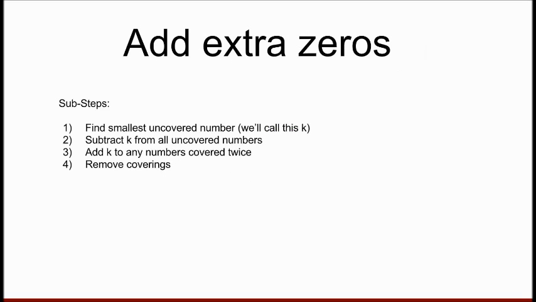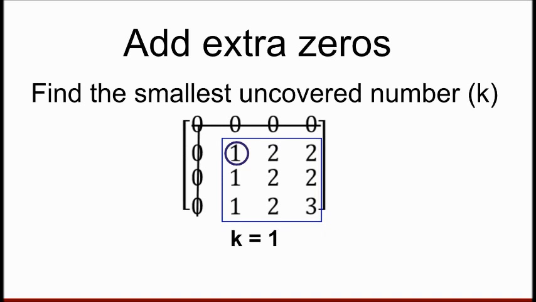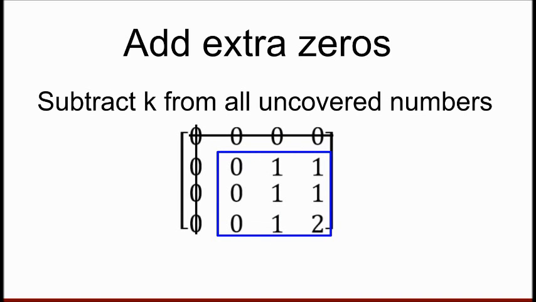To add extra zeros, we go through these 4 sub-steps you can see here. To start with, we find the smallest value which is uncovered in the matrix, which, as you should be able to see, is 1. We set this as k. We then subtract this from every uncovered element in the matrix, which you can see here within the blue box, like so.